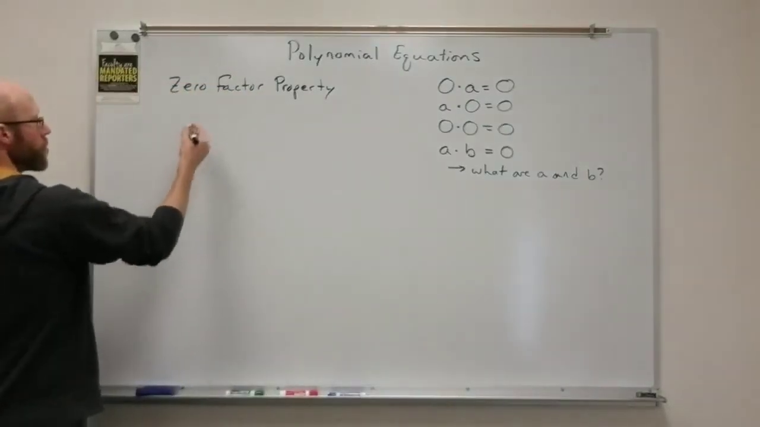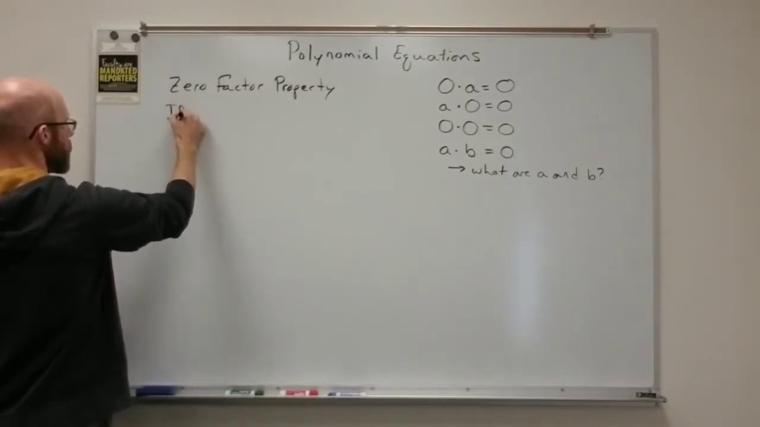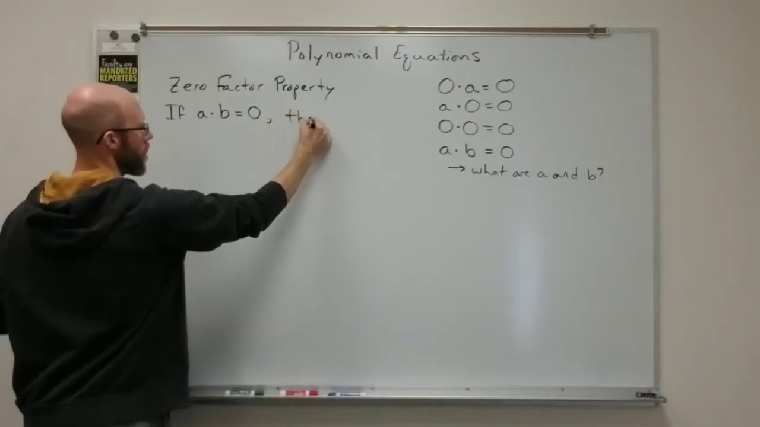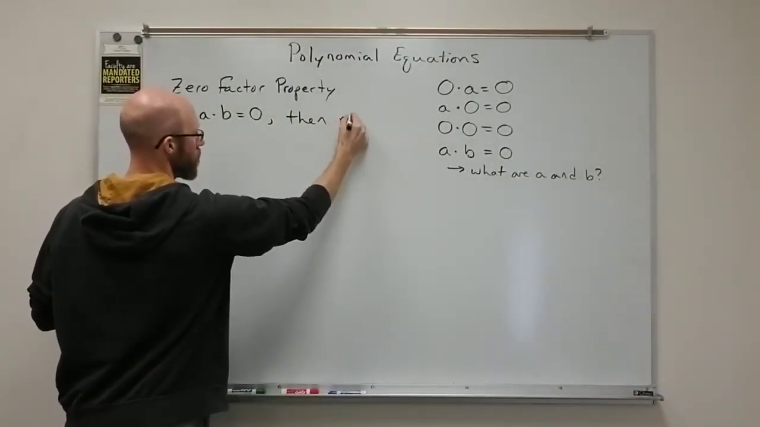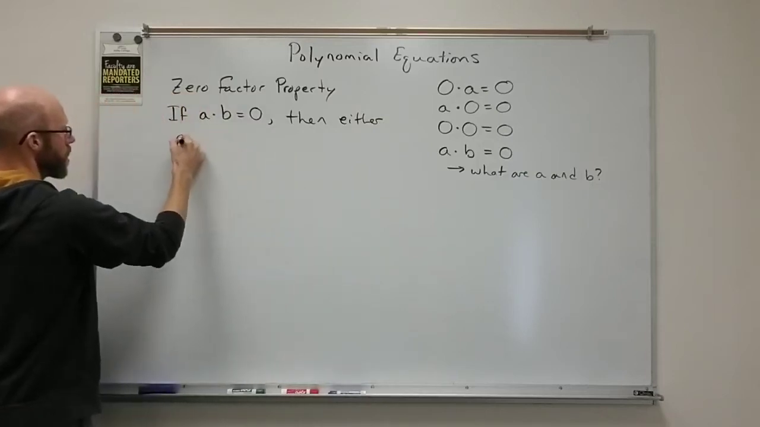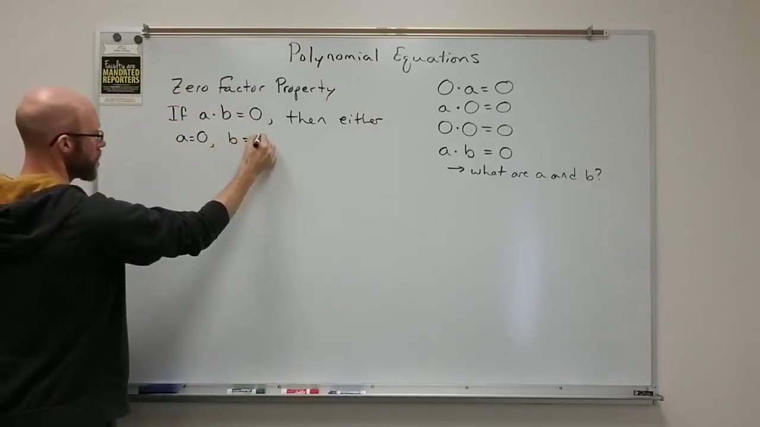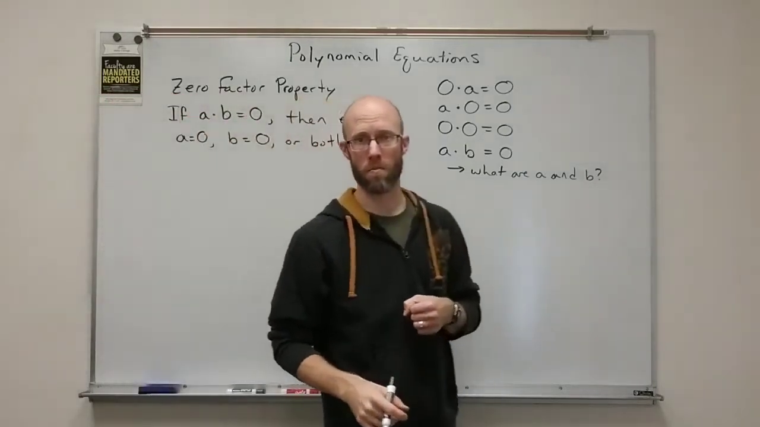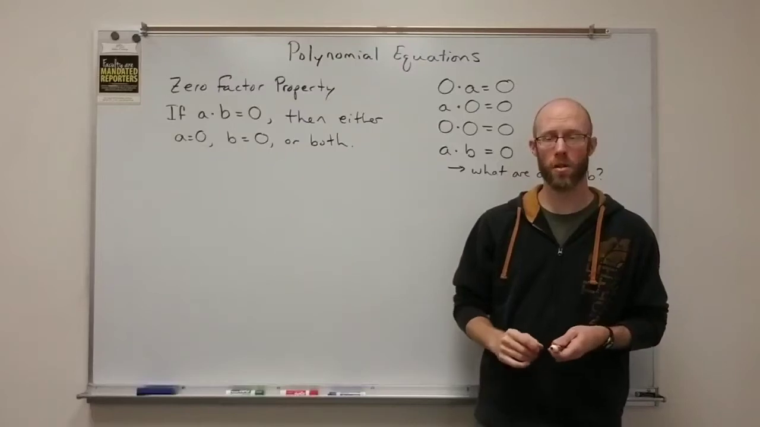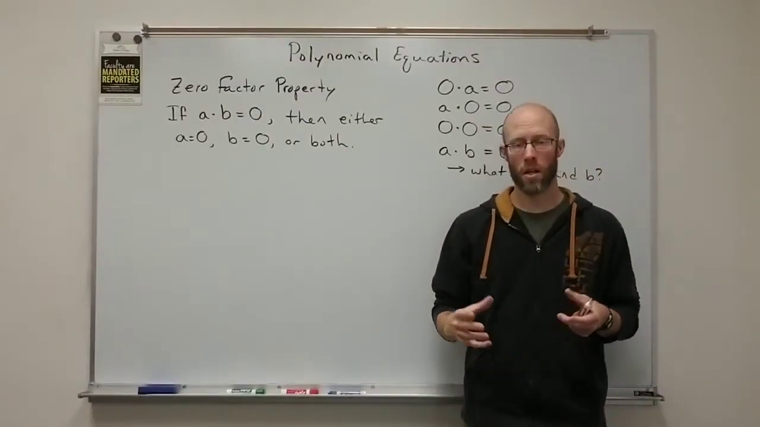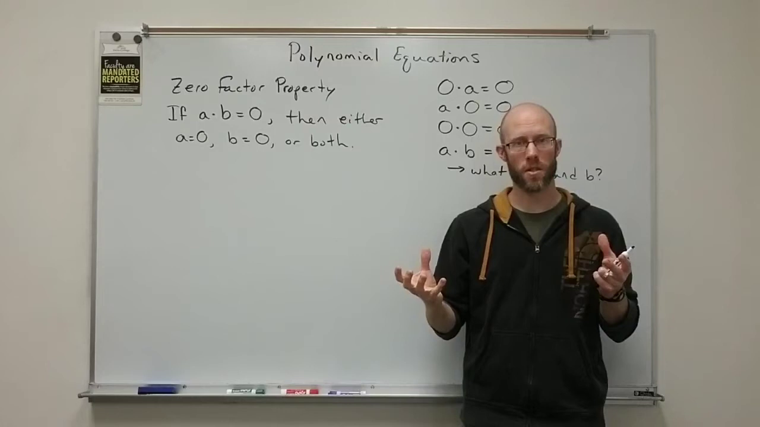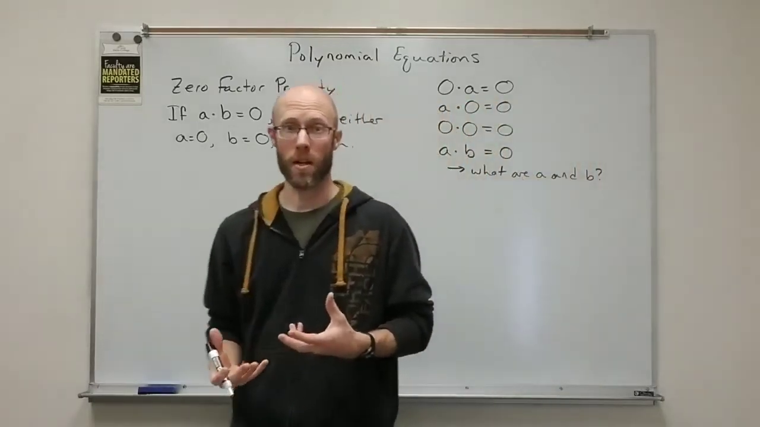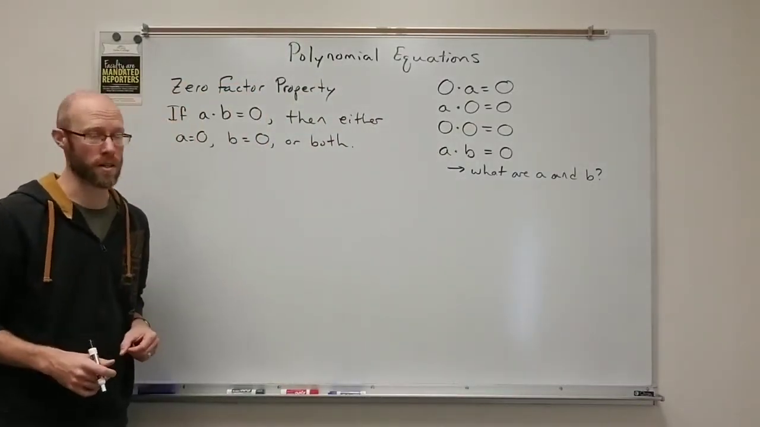So we would say if A times B is equal to 0, then either A equals 0, B equals 0, or both of them equal 0. It has to be that way. There's no other option. There's no non-zero option where both numbers are not 0 and the answer is still 0. You have to have one of the two be 0. That's useful for what we're going to do next.